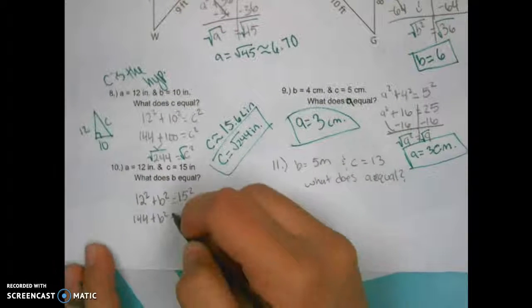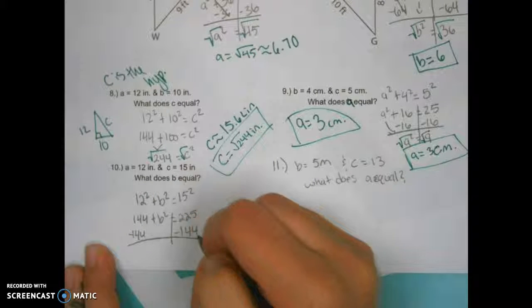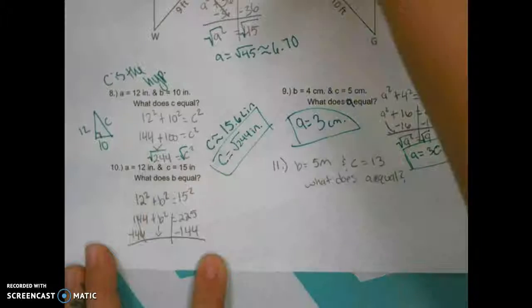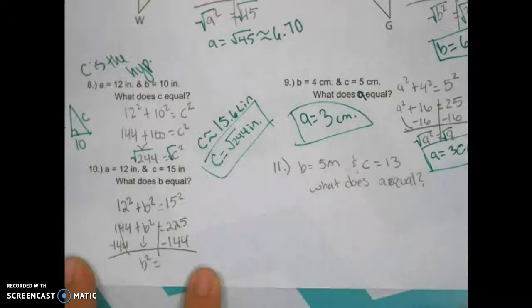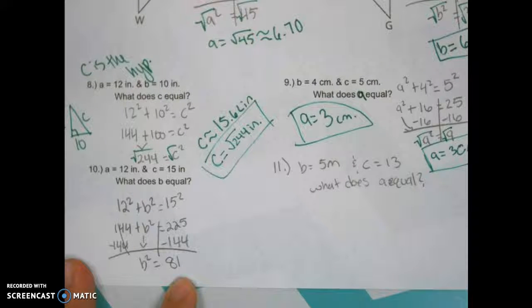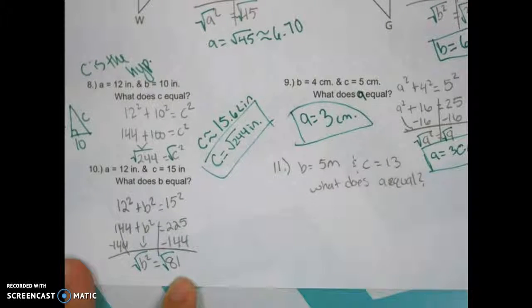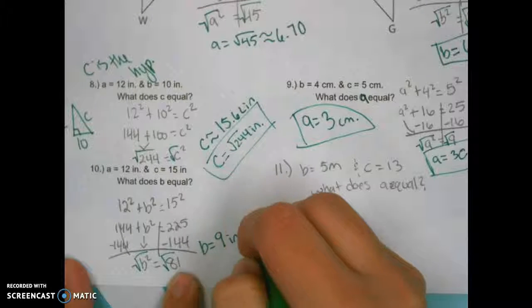Next step, you guessed it, subtract 144 from both sides. These cancel. I'm going to bring my b down. And 225 minus 144 is going to give me 81. The last step is to square root both sides. And 81 just so happens to be a perfect square. So b equals 9 inches.